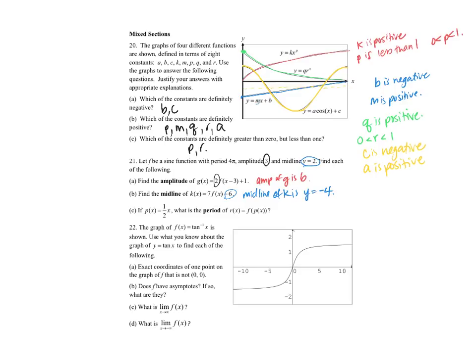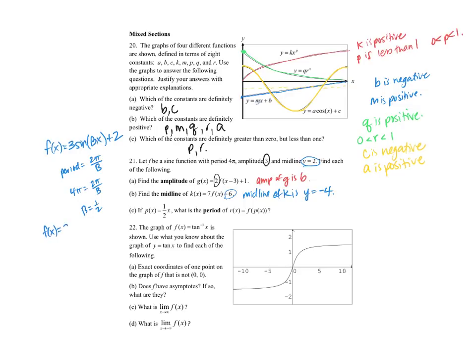Okay, if p of x equals 1/2 x, what is the period of r of x, which is f of p of x? All right, so I think I'm going to write down the formula for f first, because f has a period of 4 pi. So f of x is equal to 3 sine of, okay, to have a period of 4 pi, so let's figure out what the b is for f. We know the period is equal to 2 pi divided by b. So if 4 pi is equal to 2 pi divided by b, then b is equal to 1/2. Okay, so that's my f of x.